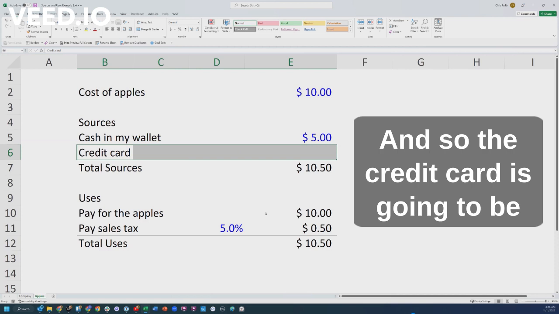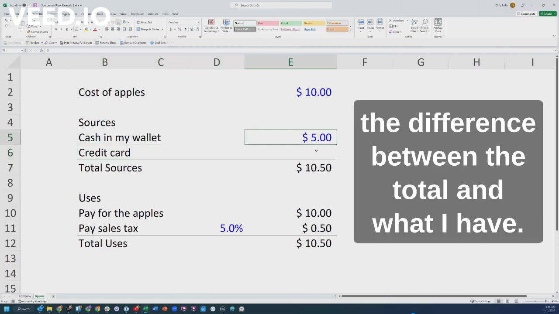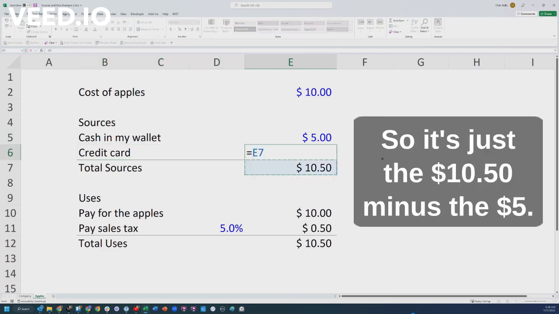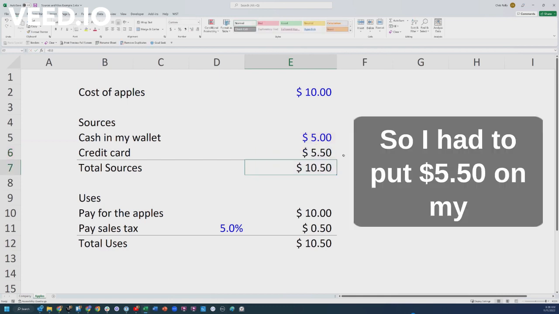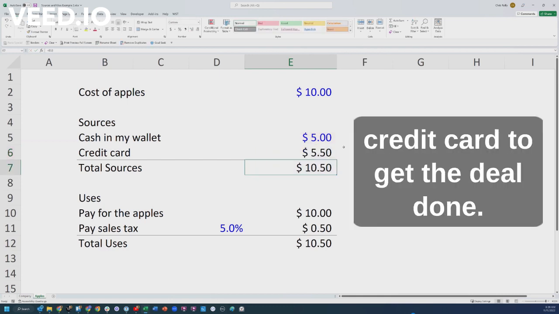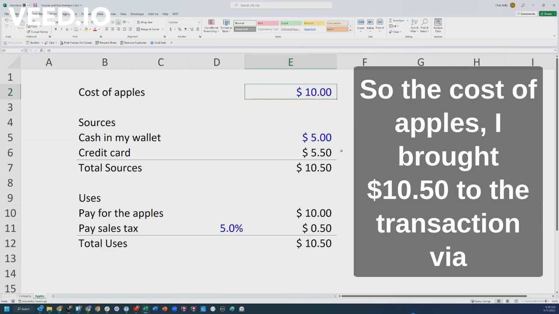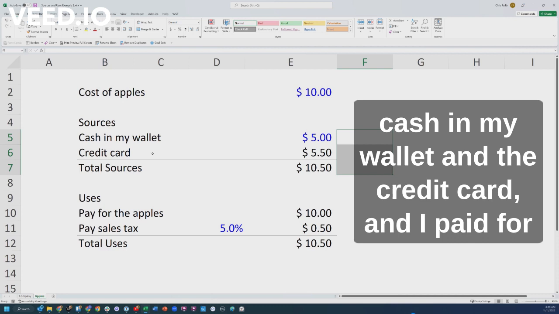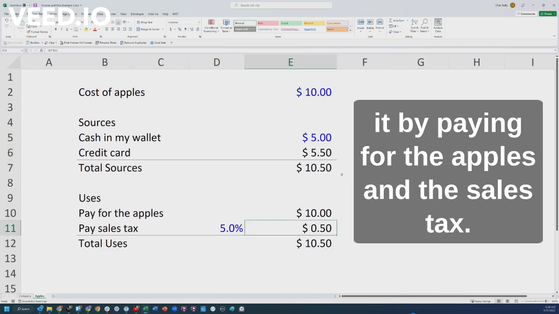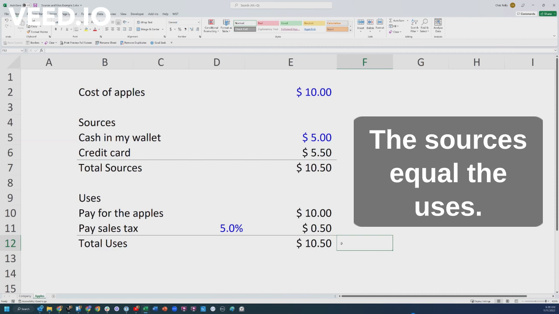And so the credit card is going to be the difference between the total and what I have. So it's just the 10.50 minus the 5 bucks. So I had to put 5.50 on my credit card to get the deal done, right? So the cost of apples, I brought 10.50 to the transaction via cash in my wallet and the credit card, and I paid for it by paying for the apples and the sales tax. The sources equal the uses.